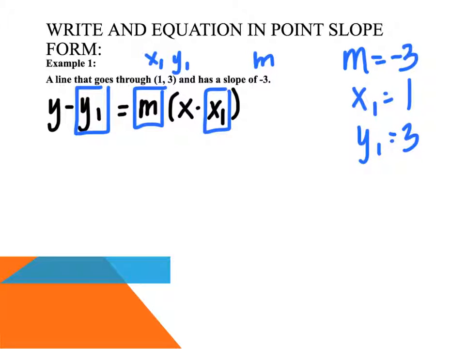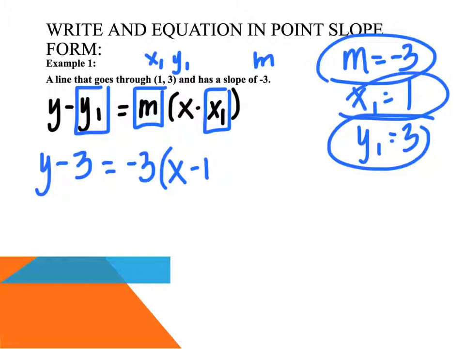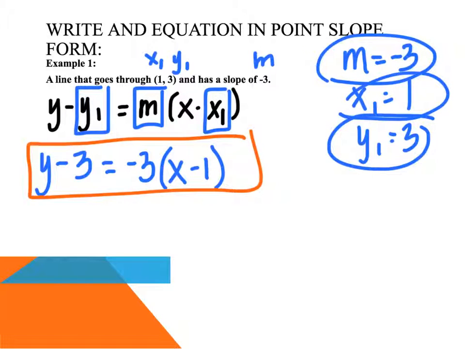Now that I know these three pieces, they just have to go in the given boxes. So, y minus my y1 value of 3 equals my slope of negative 3, and in parentheses, x minus my x value of 1. This is my equation.